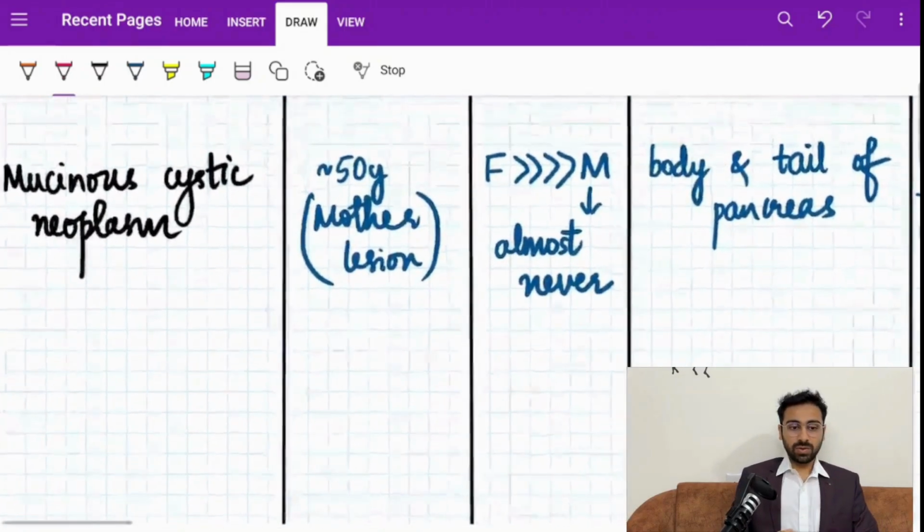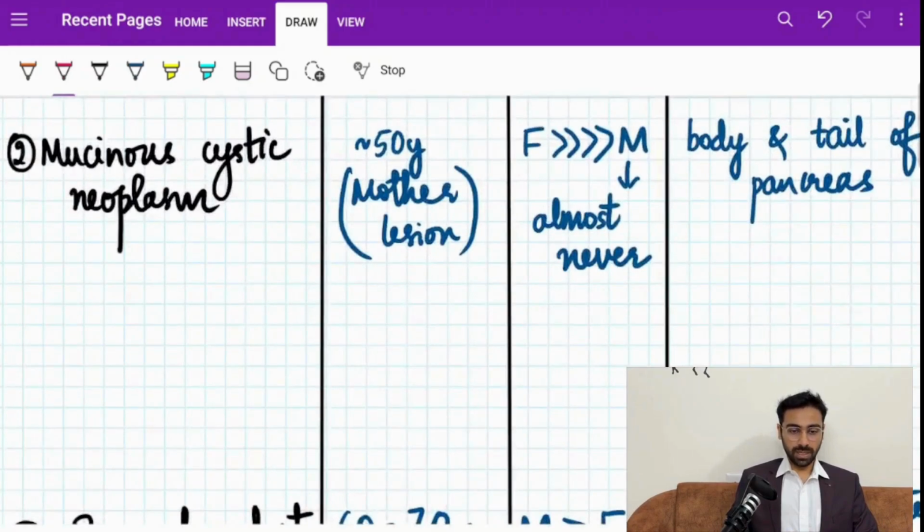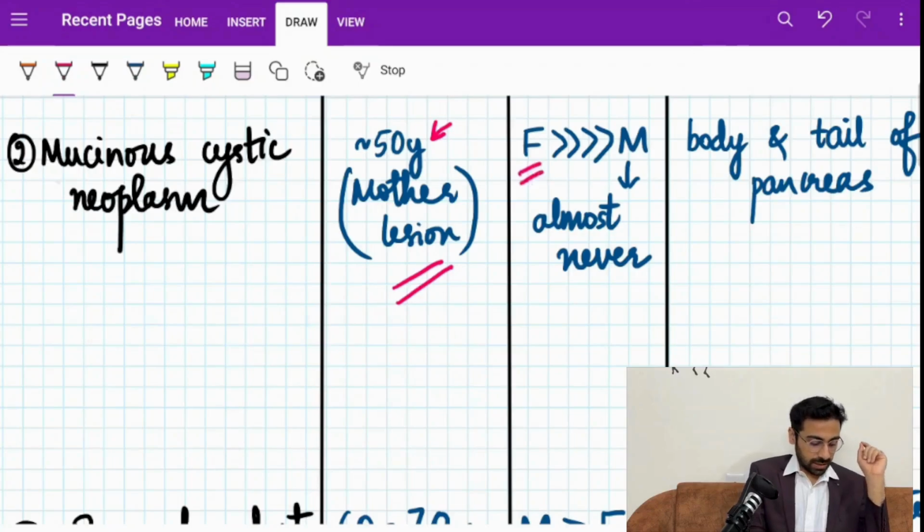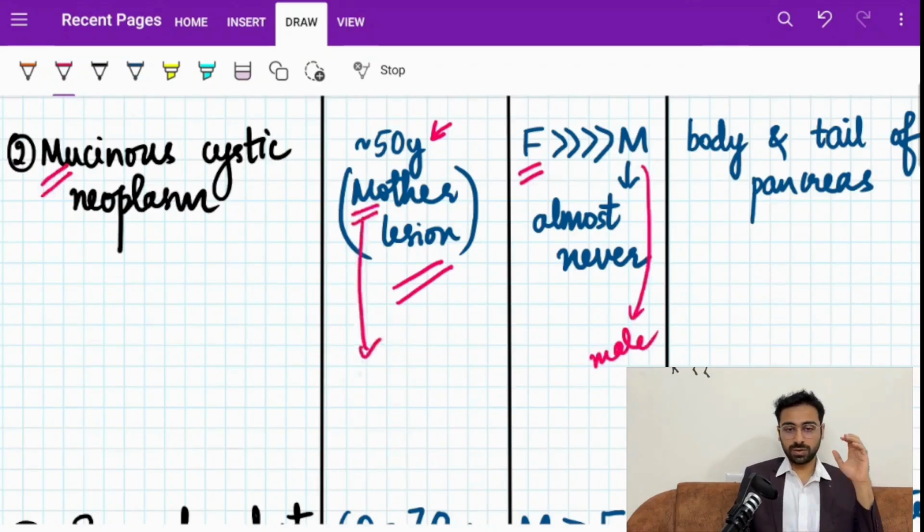Alright, now let us learn the mucinous cystic neoplasm. This is often known as the mother lesion. It is often seen in females aged 50 years. Now you can see that this is more predominant in females, but I want my residents to remember mucinous cystic neoplasm by a simple thing, that is, it starts with M. It almost never occurs in M, that is male, and it is seen in mothers, again M. So mucinous cystic neoplasm is a mother lesion and almost never occurs in male.